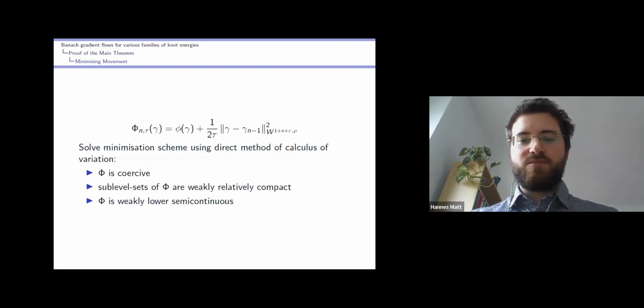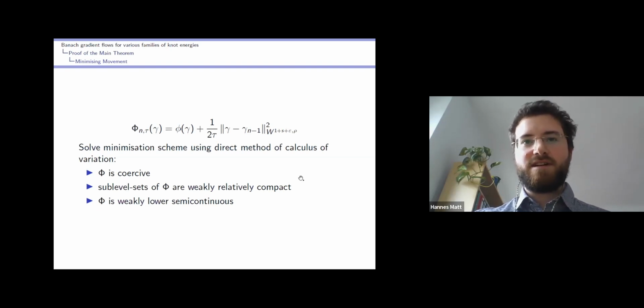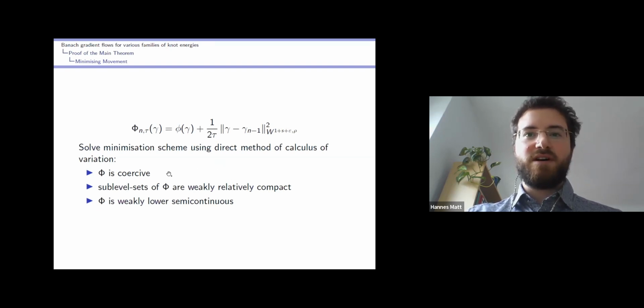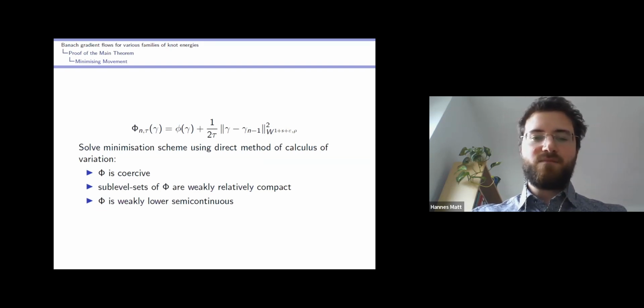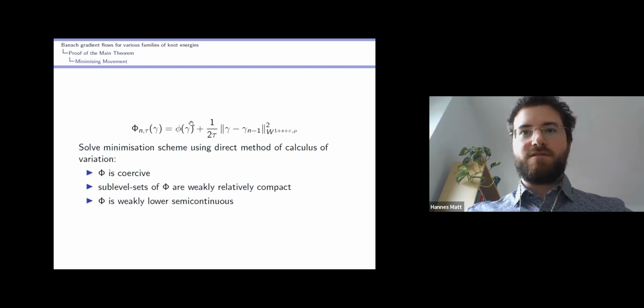And so the approach, which is also given in this book by Ambrosio, Gigli, and Savaré, is to use the direct method of calculus of variations. We take a minimizing sequence, show that it's bounded, show that bounded sets are weakly relatively compact, and then use the lower semi-continuity of the functional. So the coercivity is quite clear for this functional here, because the energy phi is non-negative. Then we add a norm squared, so sublevel sets are bounded. We are in Sobolev-Slobodeckij spaces, which are reflexive. So bounded subsets are in fact weakly relatively compact. So the only thing missing here is the lower semi-continuity of this knot energy.